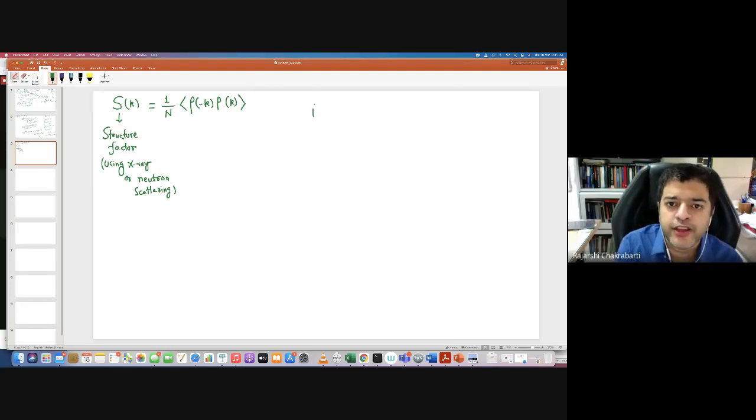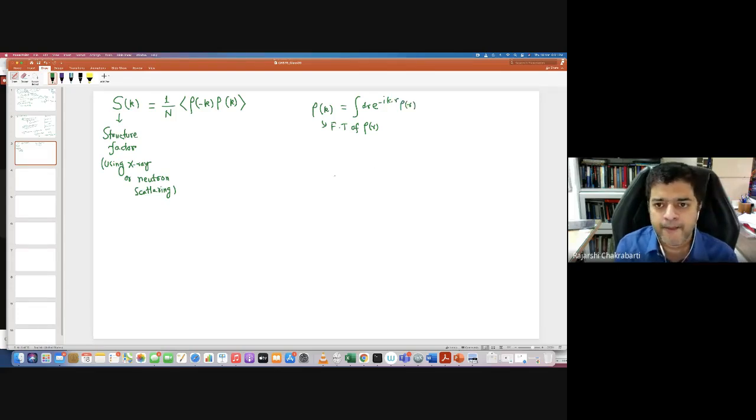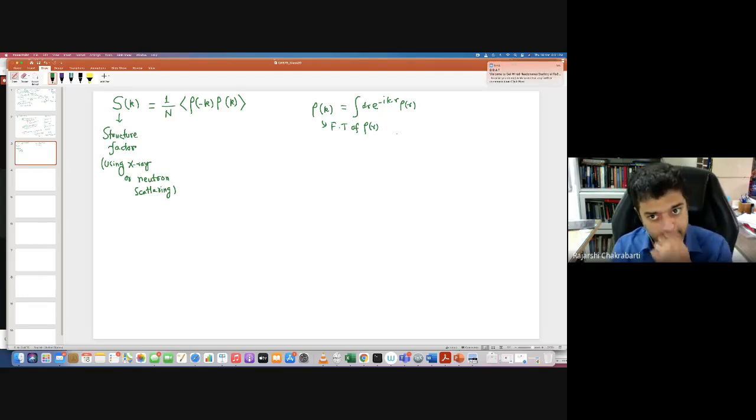Now, what is rho of k? It is a Fourier transform of the density. So mathematically, it is given by the integral dr exponential of minus ik dot r times rho of r. Is this fine? This is the definition of Fourier transformation. Let me write down the Fourier transform.